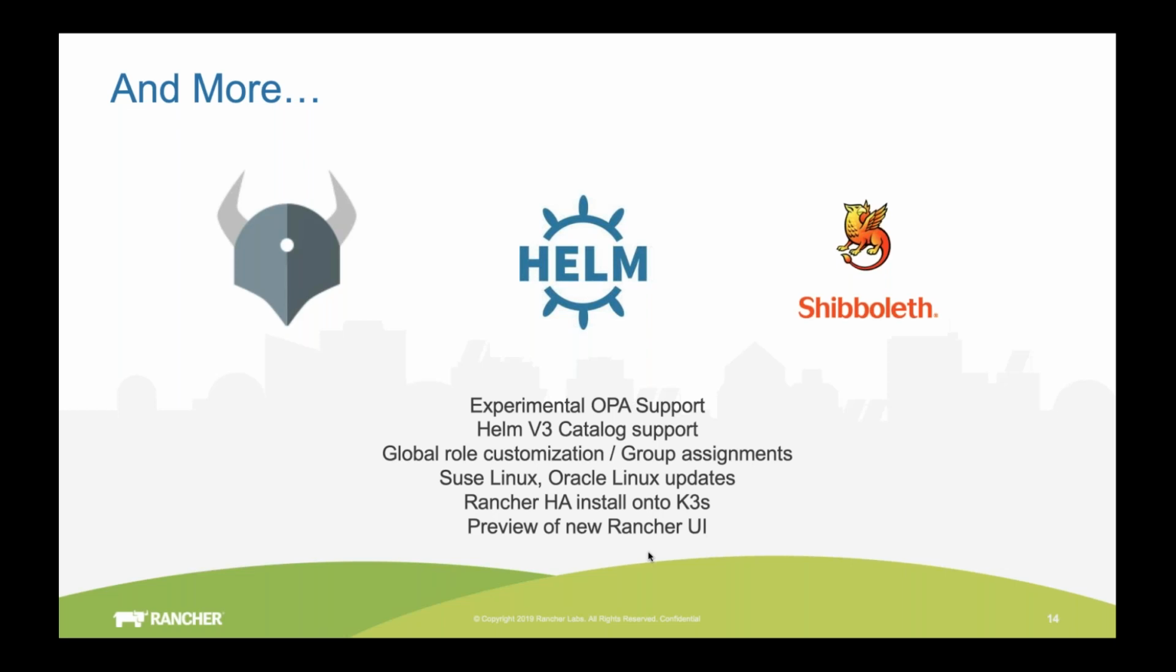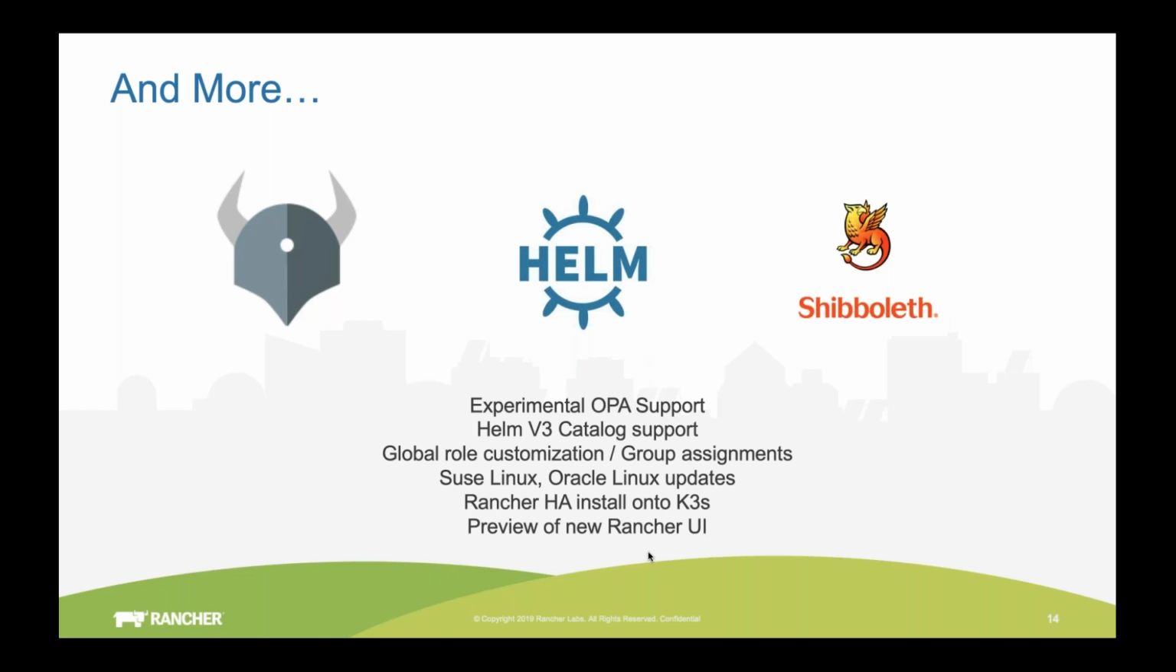You'll be able to customize your global roles and assign groups to those global roles, which is new and should make administrating in Rancher much, much simpler. We're adding support for new versions of SUSE Linux and Oracle Linux. Rancher HA will now be supported on top of a K3s distribution, and with that installed, you can offload your etcd management; there's no etcd required. You can move to a SQL solution, either managed or you can run your own if you've got in-house expertise on running MySQL.